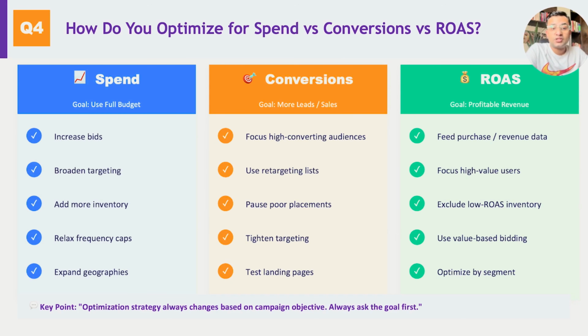So optimization strategy always changes based on campaign objective. Ask your interviewer what the goal is first if you want to be clear, or make up a situation from one of these and give them the particular answer.